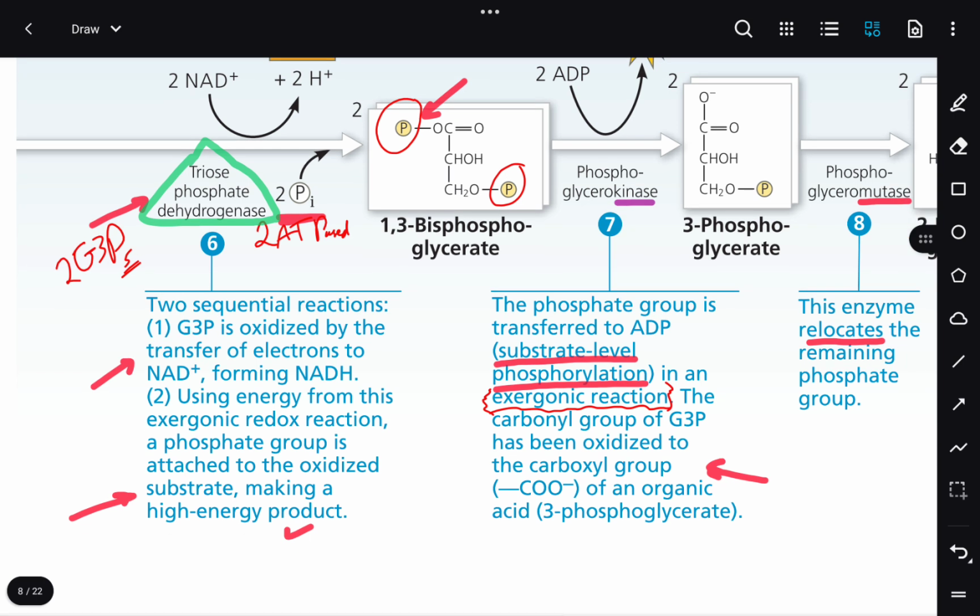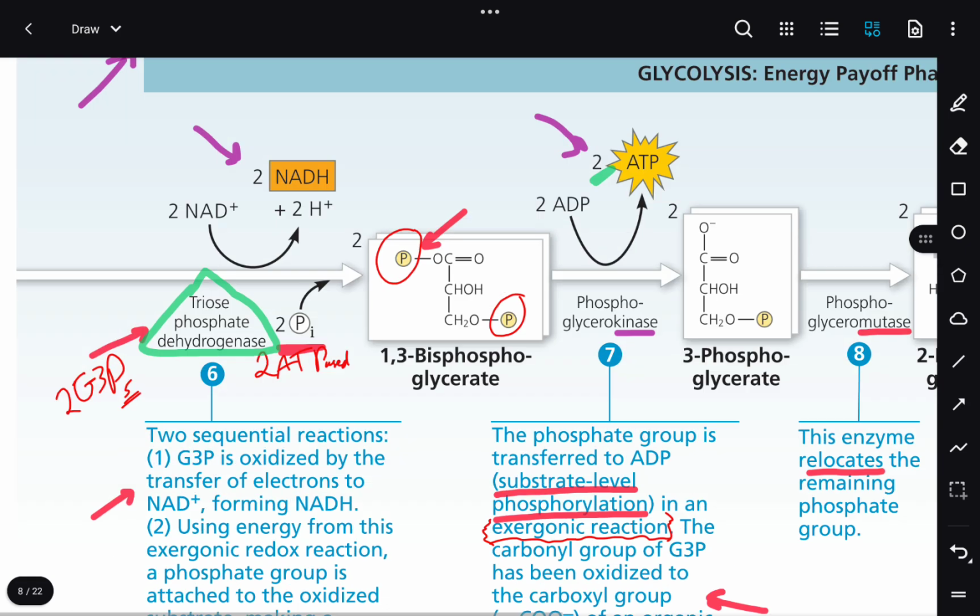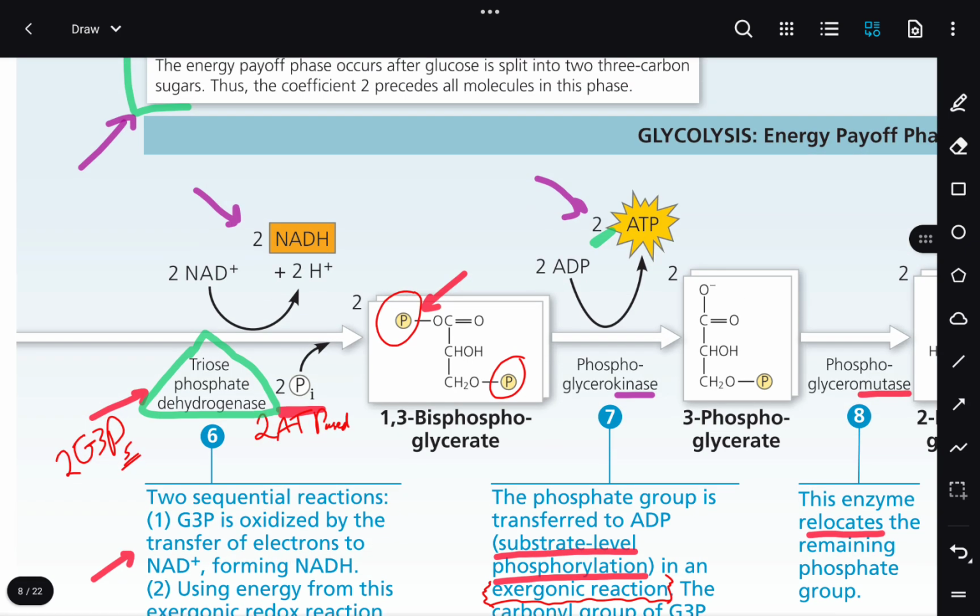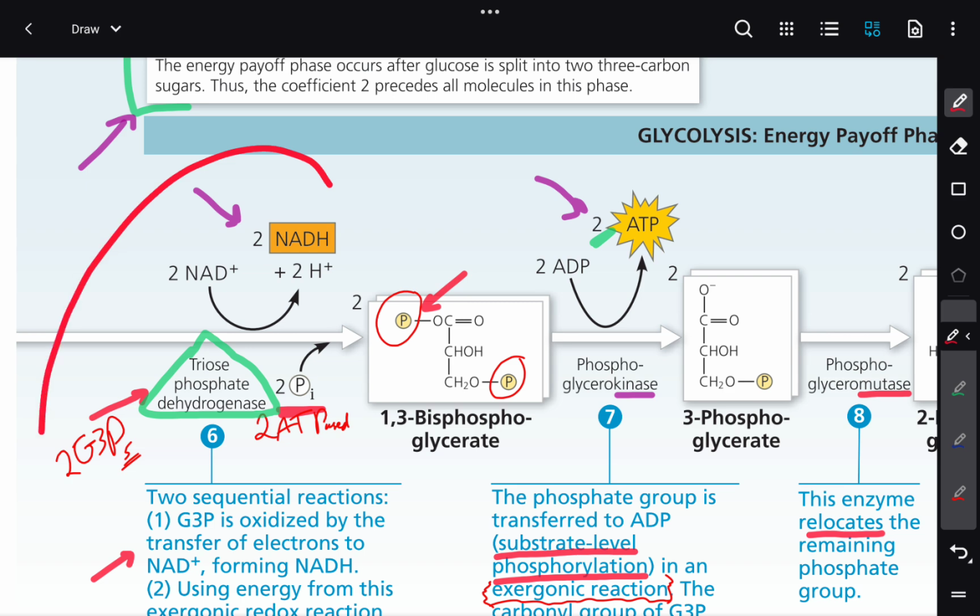two sequential reactions. Where did we get those from? If we remember, we used up 2 ATPs, so now we have 2 ADPs and 2 inorganic phosphates in the solution, in this whole process.